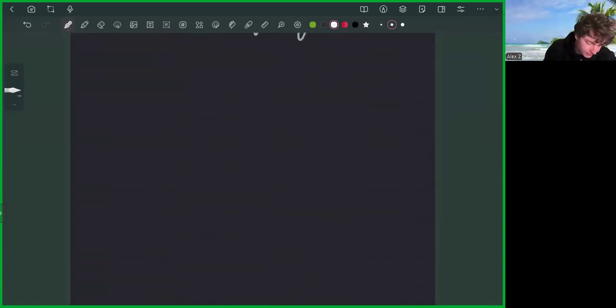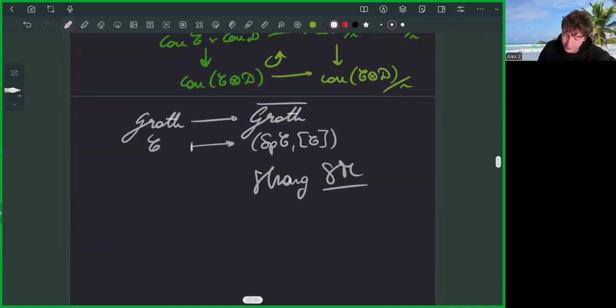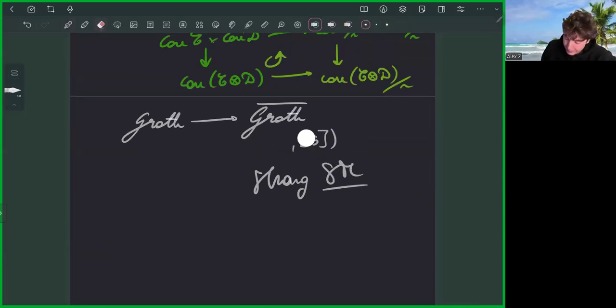Wait, do I mean, let me just check to be sure. If you say Groth plus, it's like a pair of objects, right? Yeah, exactly, it's a pair. But yeah, no, it has to be this. Oh wait, no, sorry. I just wrote the functor wrong. Yeah, I think I wrote the functor wrong.